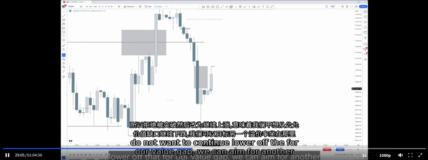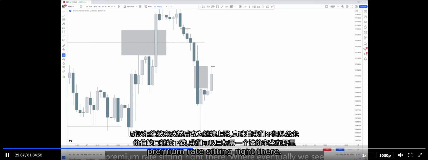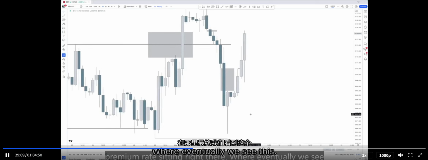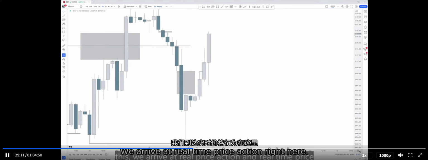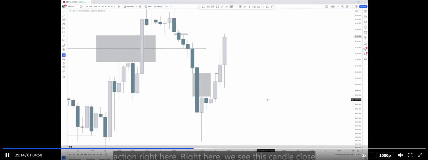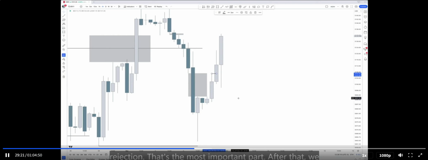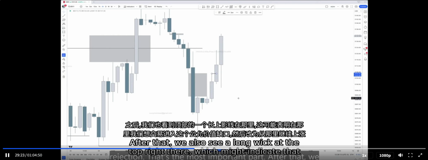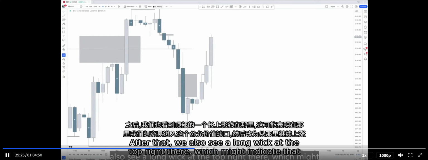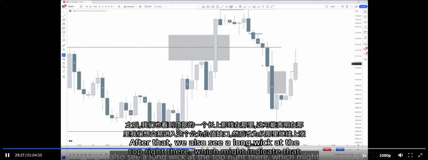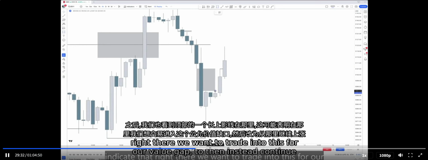We can aim for another premium array sitting right there, where eventually we see this. We arrive at real-time price action right here. Right here, we see this candle closing above the previous candle high, taking out the rejection. That's the most important part. After that, we also see a long wick at the top right there, which might indicate that right there we want to trade into this 4-hour value gap to then instead continue higher off of that.